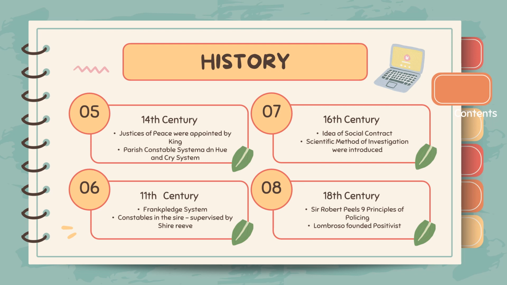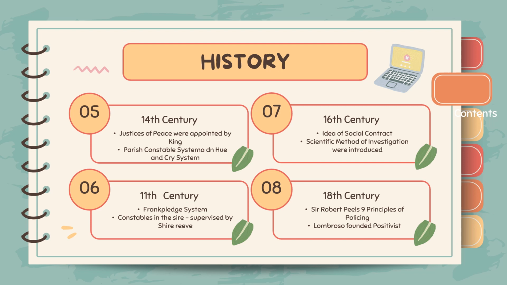And we have the 16th century. It introduced the idea of the social contract, in which the purpose and role of the government and the responsibilities of the people and the sovereign were explained. In this social contract, people ceded their authority to the sovereign in exchange for safety, security, and prosperity.